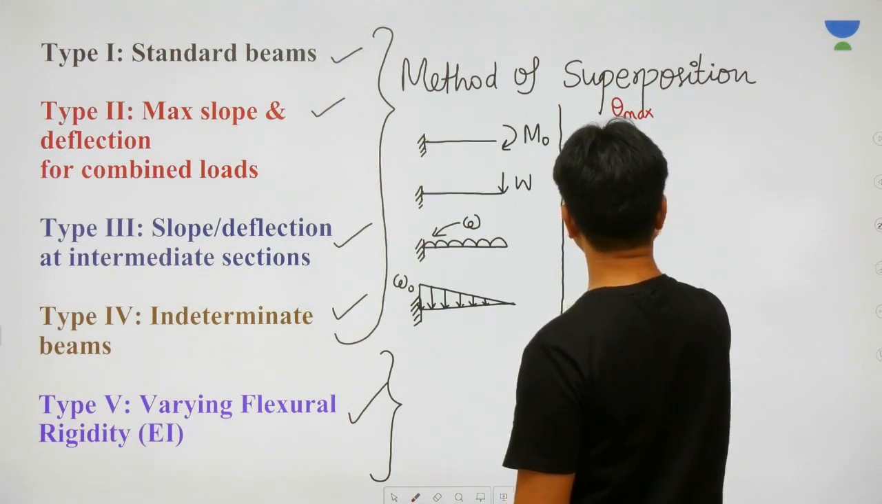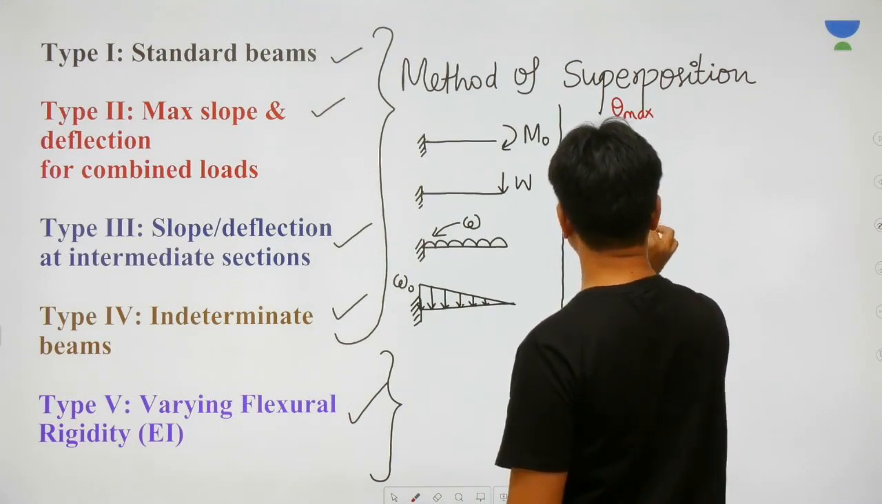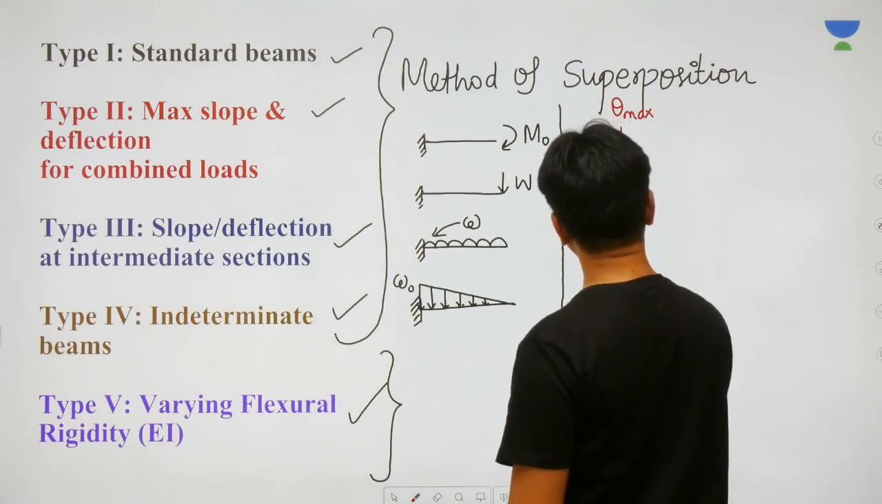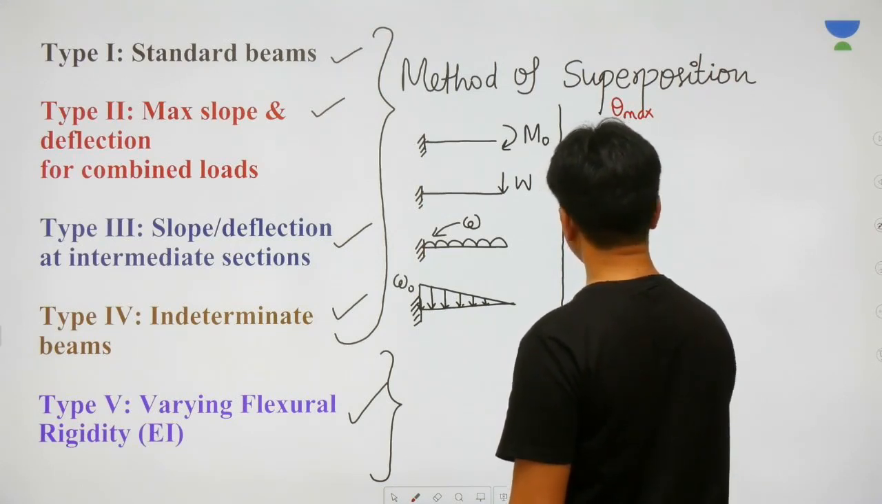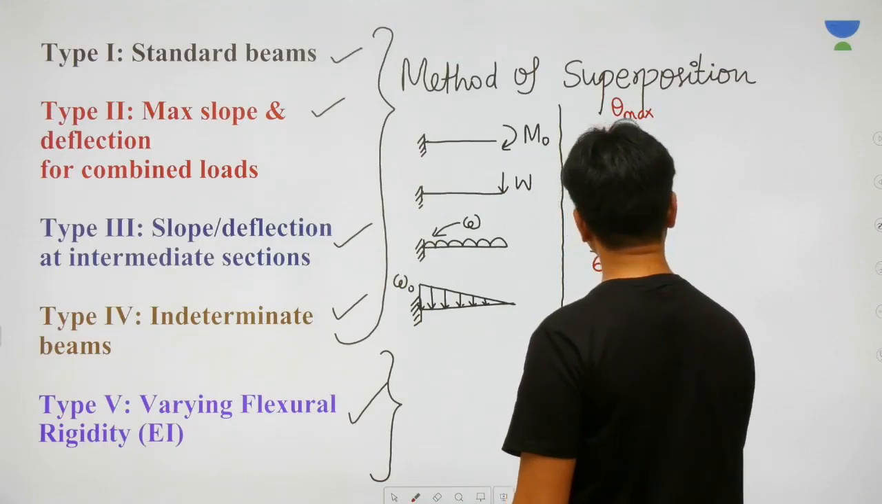For the second one, theta max value is WL square divided by 2 EI. For the third one, it is omega L cube divided by 6 EI. And for the fourth one, it is going to be omega naught L cube divided by 24 EI.